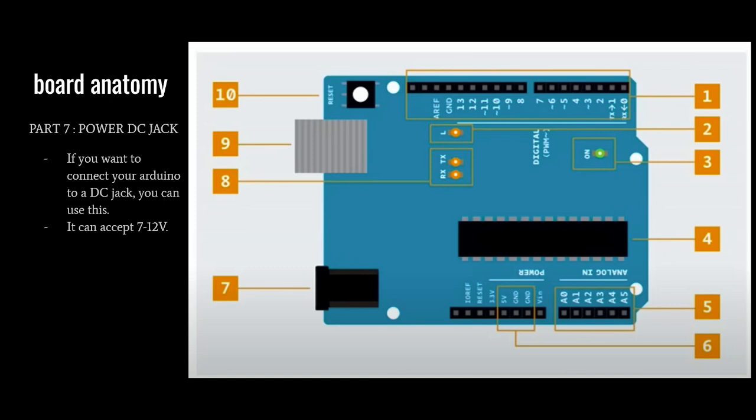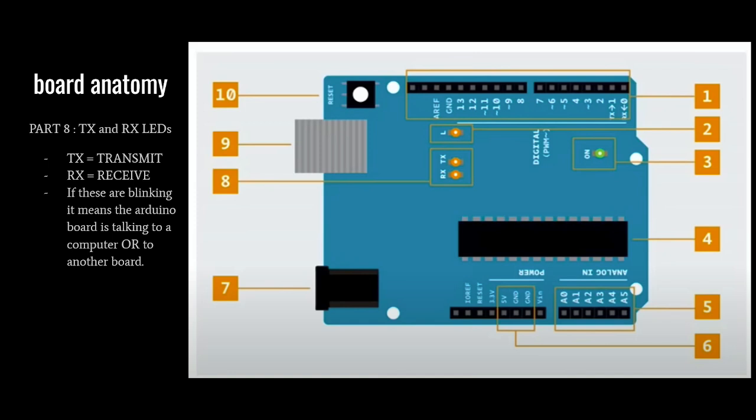Okay, back to the start. Power DC jack. You may be wondering, isn't it you just connect over here and everything, wow, got electricity? No, not exactly. Technically, you can connect your Arduino to a DC jack and it accepts 7 to 12 volts. Great. Okay, so again, it can handle that much voltage.